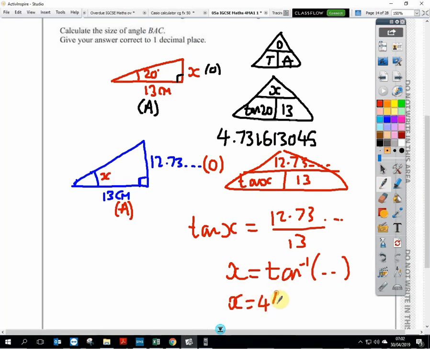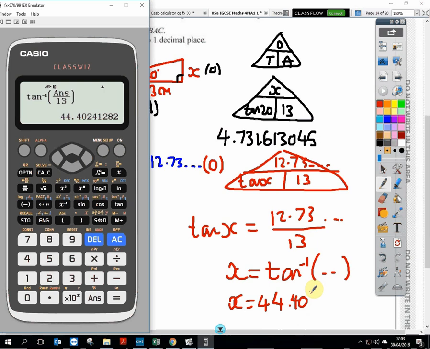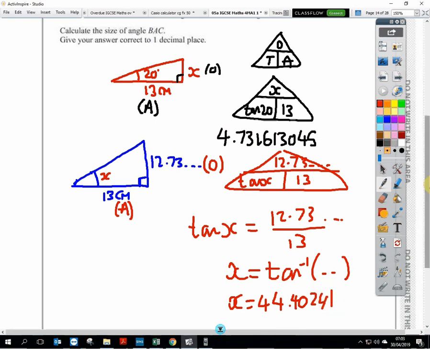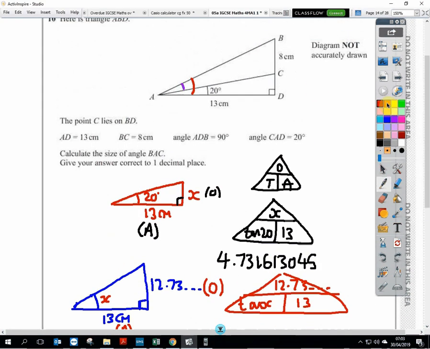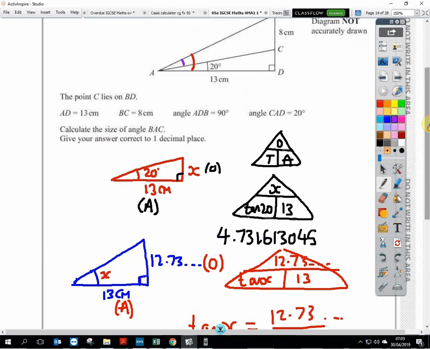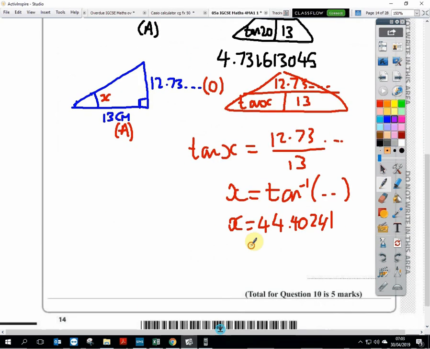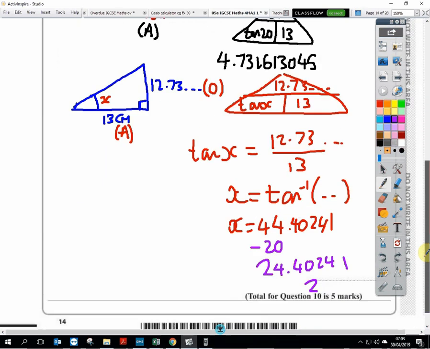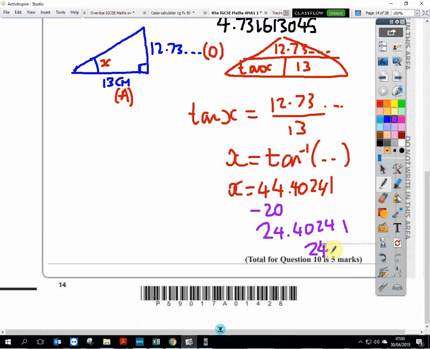So let's write that down. Remember, this is still not the final answer, so I'm just going to copy down the display. 44.40241 etc. And that's all of this angle here, but we just want angle BAC. So if we take away 20 from 44.4, we end up with BAC. So minus 20 from that, we end up with 24.40241, and then when you round it to one decimal place, it's 24.4.